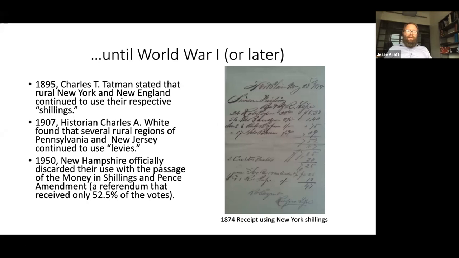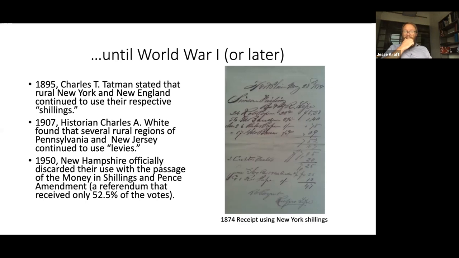In 1895, Charles T. Tatman stated that rural New York and New England still continued to use the term shillings. In 1907, Charles A. White found that several rural regions of Pennsylvania and New Jersey continued to use the word levies. And believe it or not, it wasn't until 1950 that New Hampshire officially discarded the use of shillings and pence with the referendum money in shillings and pence amendment that only passed with 52.5% of the votes. So even then, they almost continued to use the word shillings and pence as their official money.